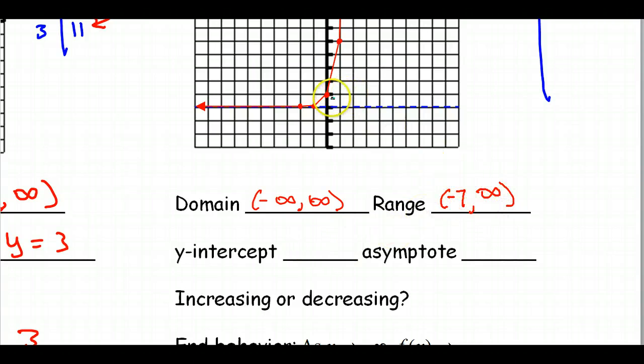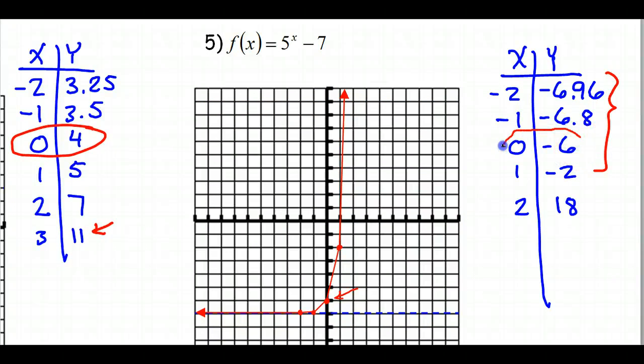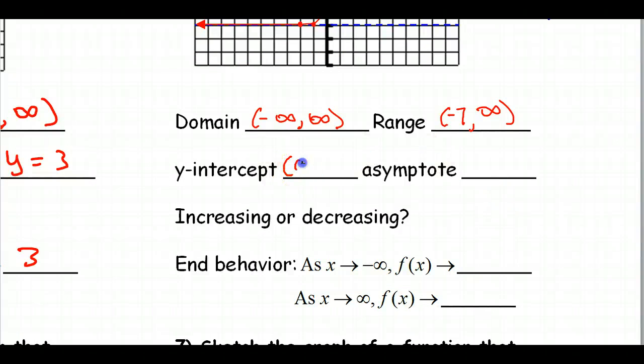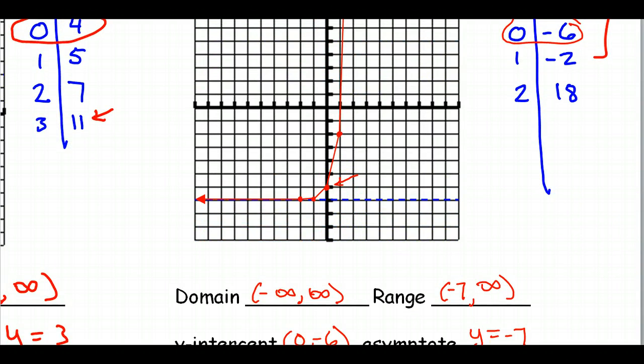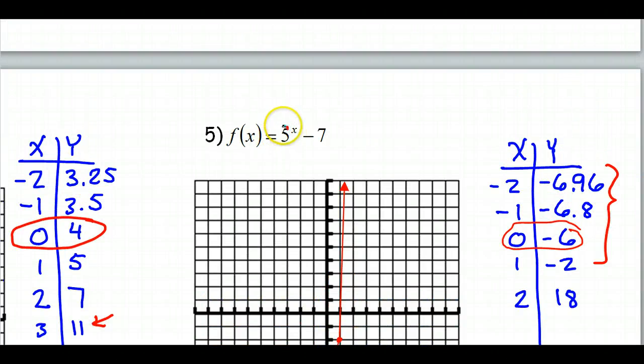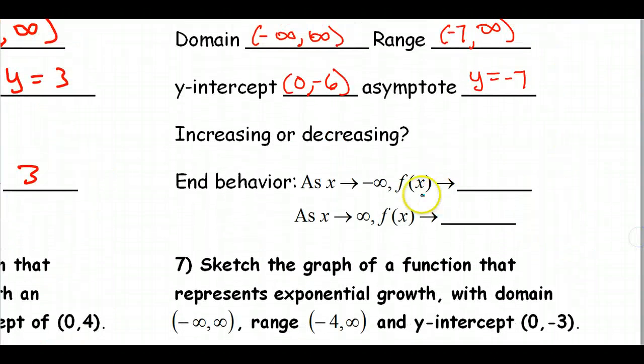The y-intercept, that's the y-intercept right there. It's always 0 comma something. In this case, 0 comma -6. The asymptote, of course, is y equals -7. Do not leave off the y equals part, please. We knew right from the beginning this would be an increasing function, which it is, because this base is bigger than 1. So it is increasing. So I'm just going to circle that.